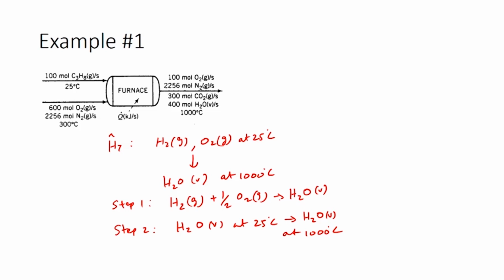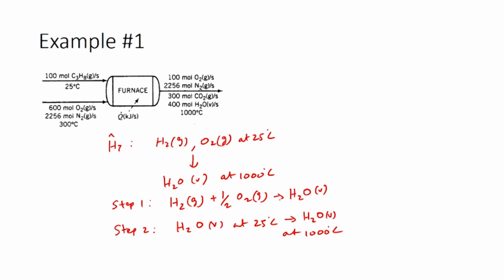In case you do not have the heat of formation for water vapor, you would have accounted for the heat of formation where water liquid is formed. So, you would have had hydrogen gas plus oxygen gas forming water liquid at 25 degrees Celsius, then water liquid from 25 degrees Celsius to water liquid at 100 degrees Celsius. Then the next step would be the heat of vaporization at 100 degrees Celsius, and then water vapor being heated from 100 to 1000 degrees Celsius. So, you would have had a couple more steps in the hypothetical path, and you would have calculated the values from that.